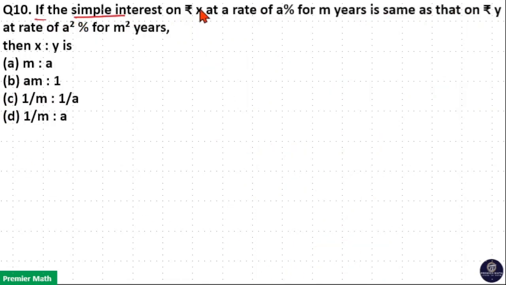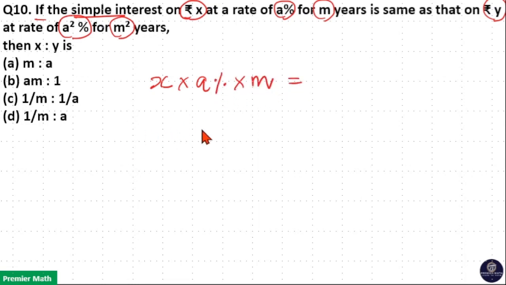If the simple interest on rupees X at a rate of 8% for M years is the same as that on Y rupees at a rate of A square percentage for M square years. That is, here the simple interest on rupees X at a rate of A percentage for M years is the same as the simple interest on rupees Y at a rate of A square percentage for M square years. Now, these both are same. Here, percentage cancel. A square and A cancel.